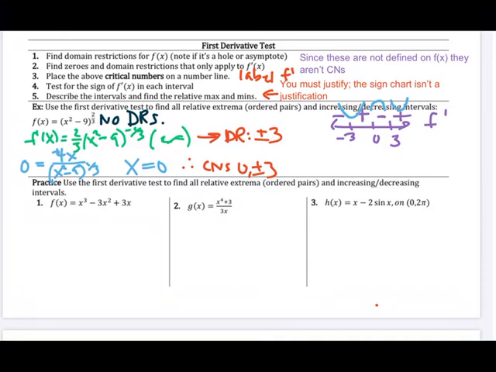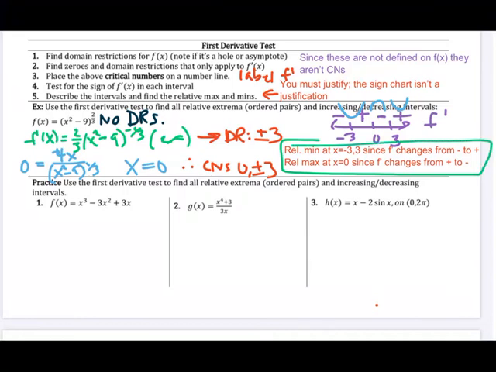So what I'm going to do is I'm going to say that there is a relative min at x equals -3 because the sign of f prime changes from negative to positive, or because the function is going from decreasing to increasing at that value. Similarly, we can say that there's a relative maximum at x equals 0 since f prime changes from positive to negative. So this right here absolutely must be said as a justification for what you did. If you have the sign chart and then you just say there are relative mins at these values, that is not enough of a justification.